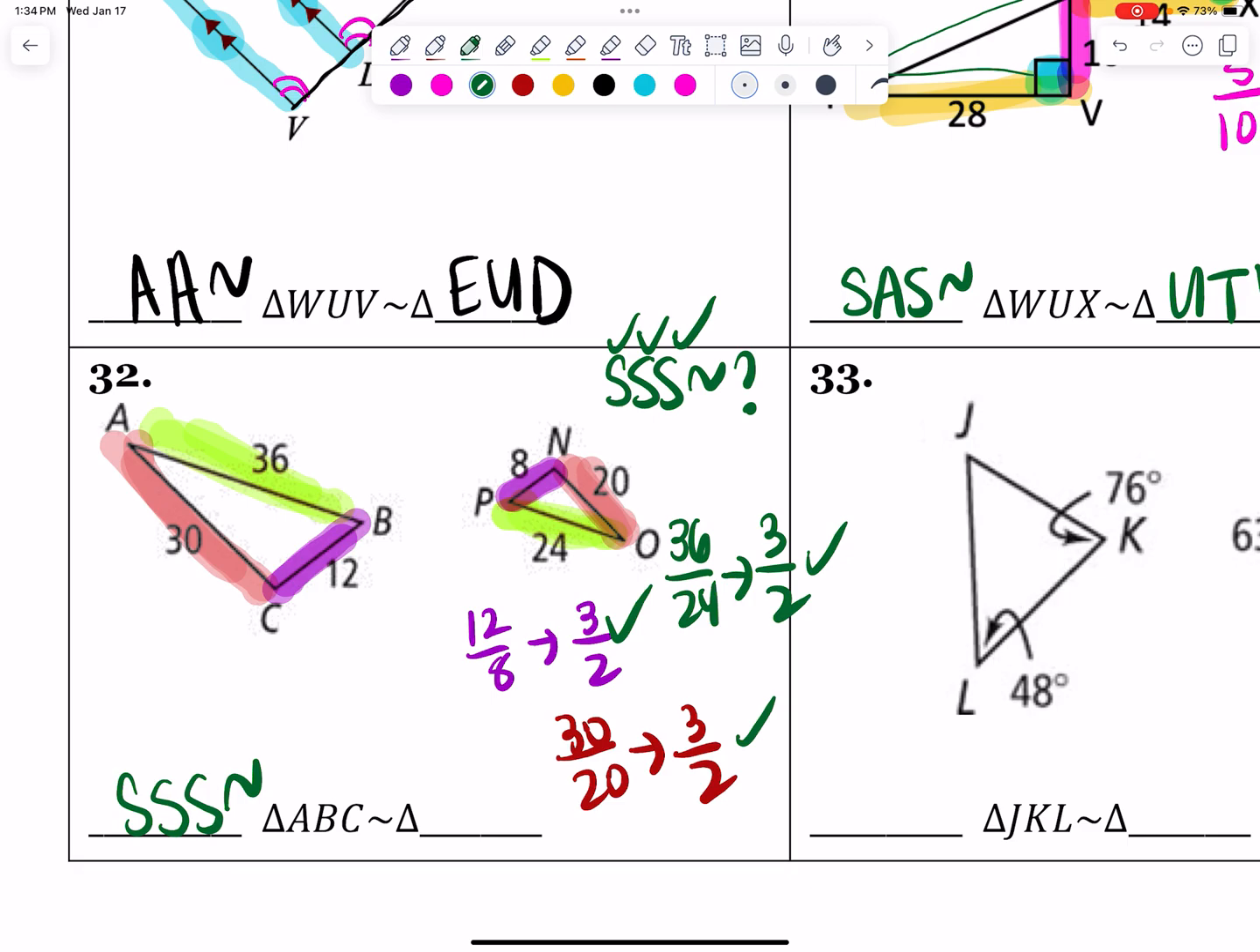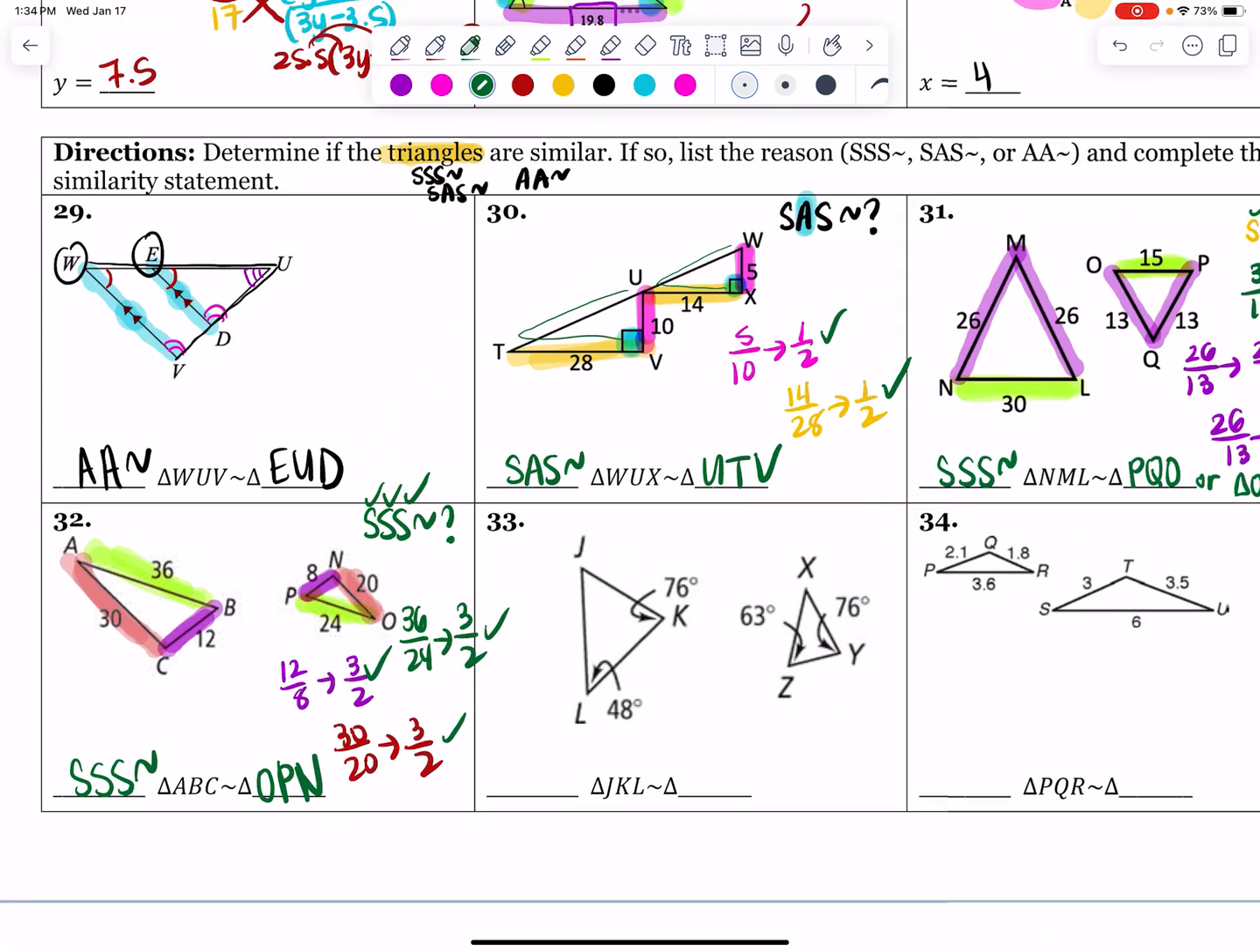And triangle ABC, going across green, across purple, and then across orange, would be OPN. Triangle OPN is in fact similar to triangle ABC by side-side-side similarity.